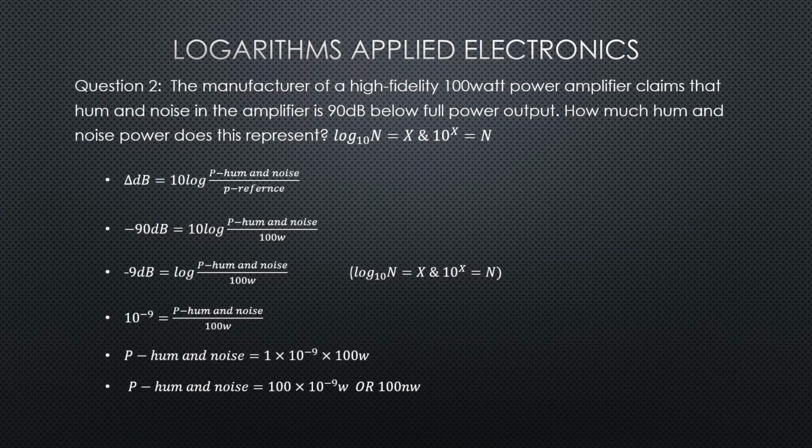Now we just do the algebra. We can see that our power, hum and noise, is equal to 100 times 10 to the negative 9 watts, or 100 nanowatts.